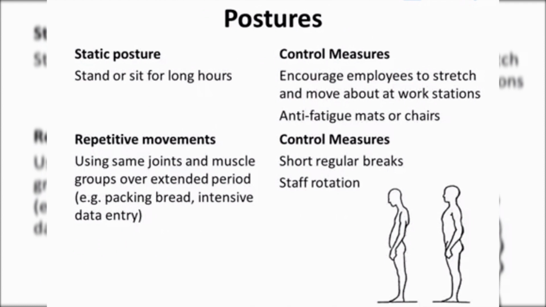Posture. Static posture. Stand or sit for long hours. Control measures. Encourage employees to stretch and move about at workstations. Anti-fatigue mats or chairs. Repetitive movements. Using same joints and muscle groups over extended period, for example packing bread, intensive data entry. Short regular breaks. Staff rotation.